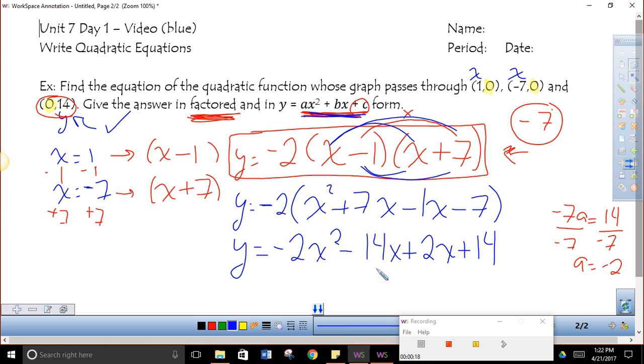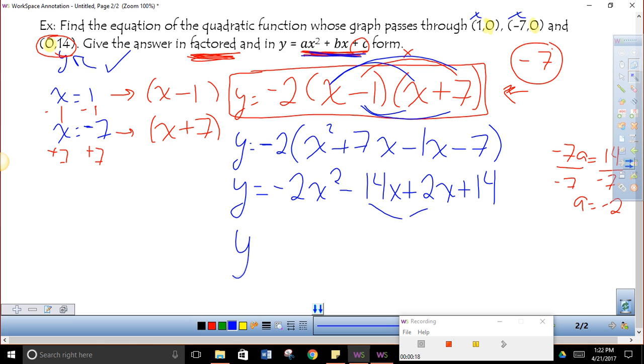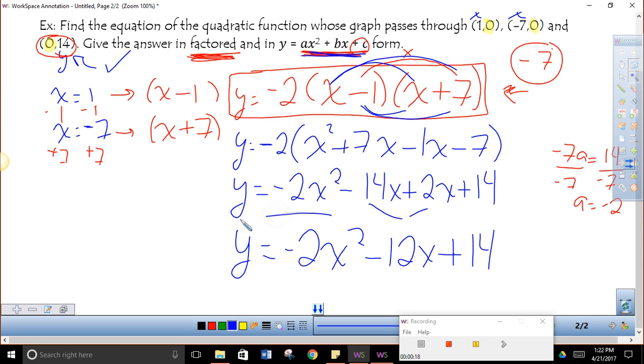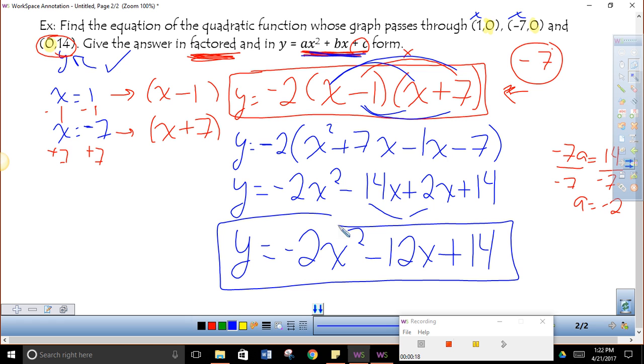And then we can combine these like terms here and get y equals -2x squared minus 12x plus 14. So if it asks you for it in this form, this is your answer. If it asks you for it in factored form, this is your answer. Try the practice and check the answer key.